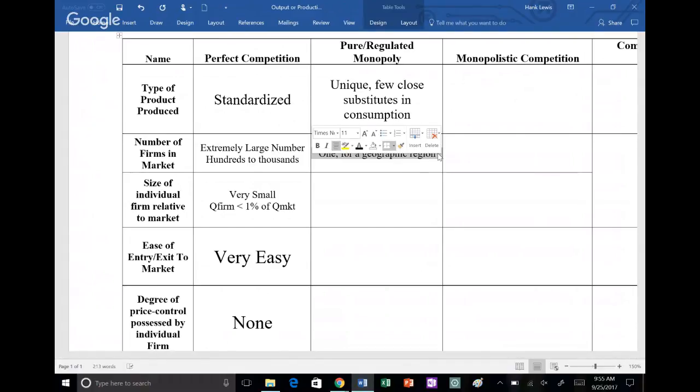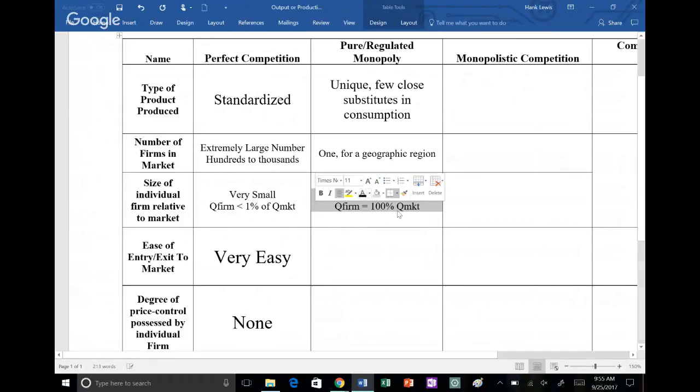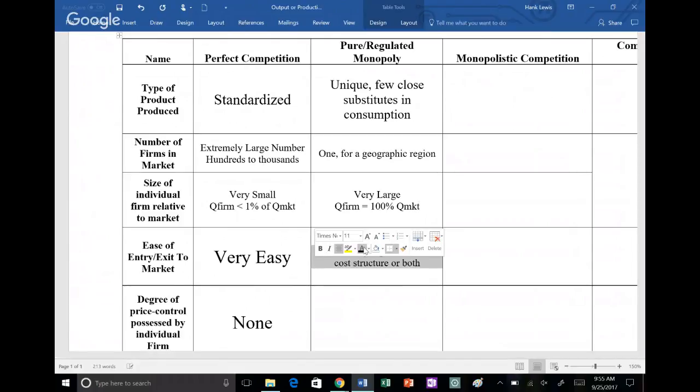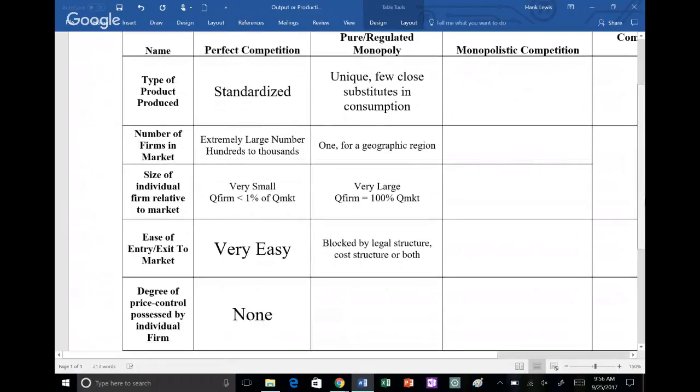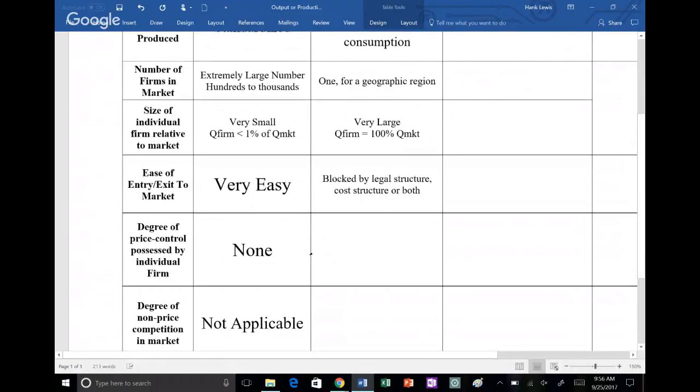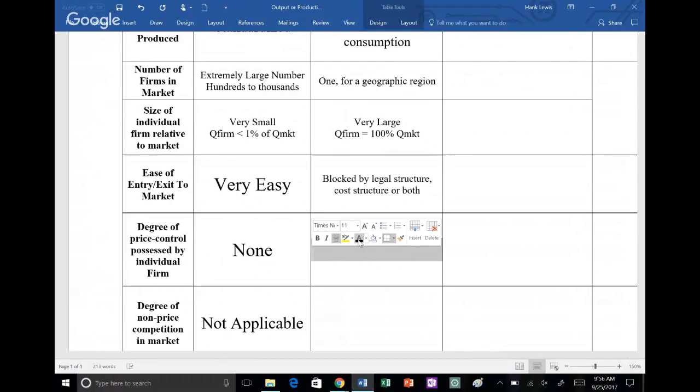Number of firms in the market is only one for a geographic region. Size of the individual firm relative to the market is considered very large. One single firm produces the entire output for the entire market. Entry and exit to the market is blocked. It can be blocked by a legal structure. The government says there can only be one seller. Or by cost structure, meaning it's too expensive to start up a business relative to the ones that are already there. Economies of scale come into play, or maybe a mixture of both.